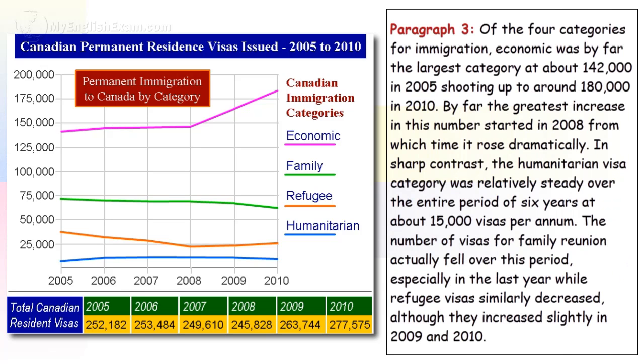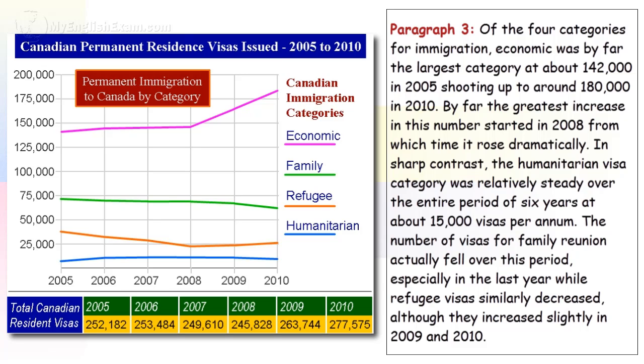Of the four categories for immigration, economic was by far the largest category, at about 142,000 in 2005, shooting up to around 180,000 in 2010. By far the greatest increase in this number started in 2008, from which time it rose dramatically.